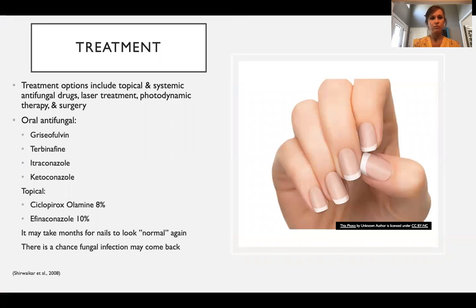So for treatment for nail fungus, the options could be topical, systemic antifungal drugs. You could do laser treatment, photodynamic therapy, and surgery. So some oral antifungals that are commonly used are griseofulvin, terbinafine, itraconazole, and ketoconazole. And then there are topical agents as well, and that's ciclopirox 8%, and then efinaconazole 10%.